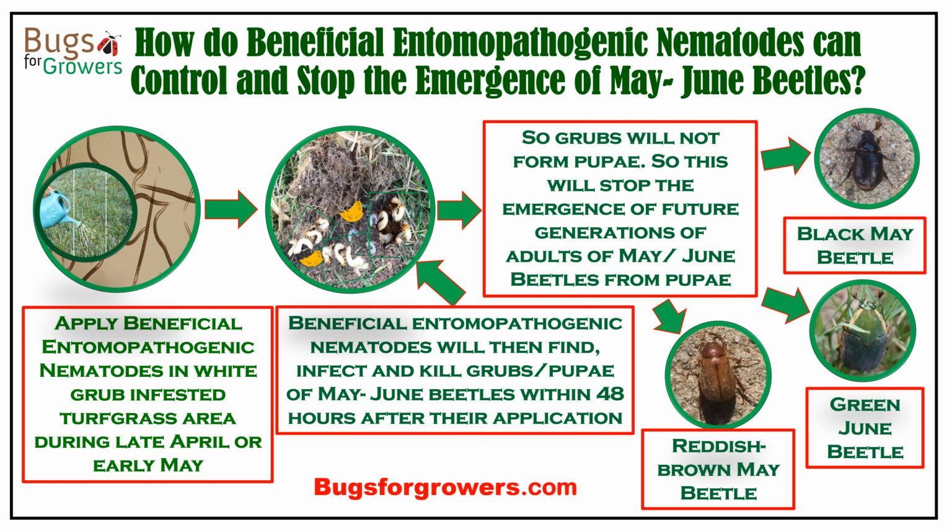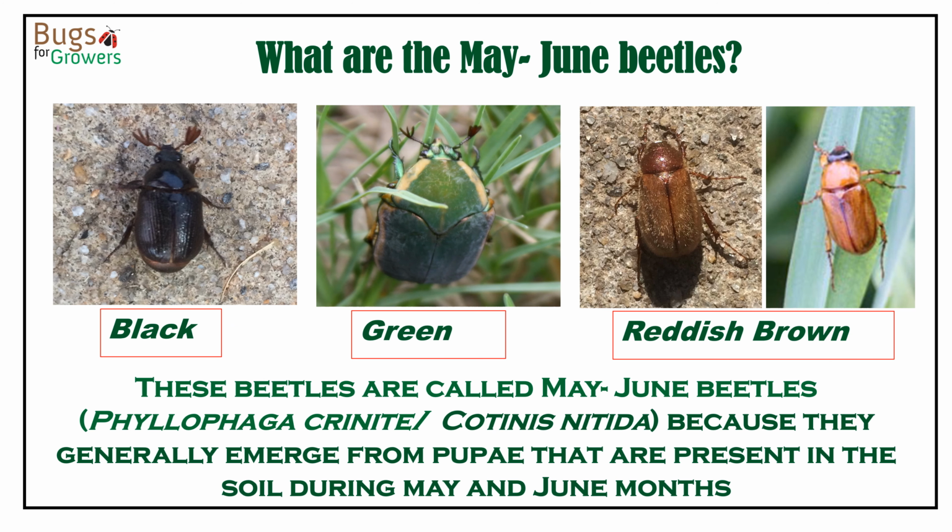Hello everyone, today I am going to talk about using beneficial entomopathogenic nematodes to control May or June beetles and stop their emergence from pupae. So what are the May and June beetles? The various colored beetles that you see on this slide are called May or June beetles because they are generally emerging from their pupae located in the soil during May and June months.